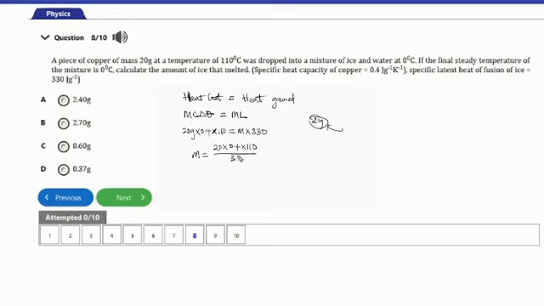So guys, when we calculate these out together, we're going to have 2.7 grams. And that's option B here, guys. So that's it for this question.